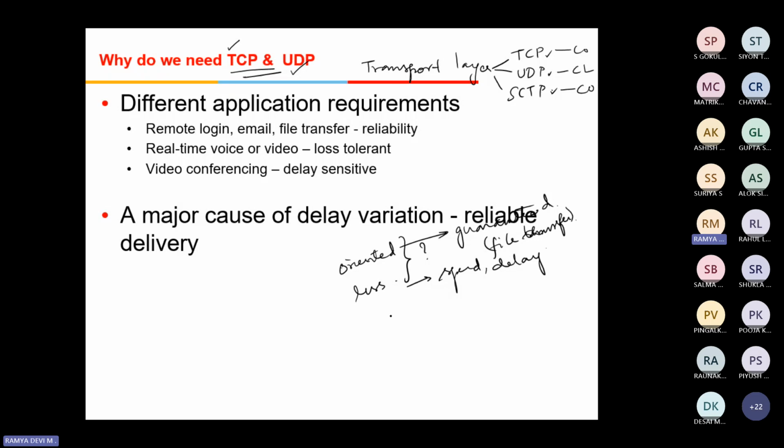Transmission control protocol and user datagram protocol support different types of data transmissions. For example, remote login, email, file transfer need a reliable service. If I'm going to use SSH for remote login, simple mail transfer protocol for email, or file transfer using FTP, all need accuracy and also data integrity. Any missing or corrupted data will cause failure or security issues. So that's the reason these sorts of applications require transmission control protocol.